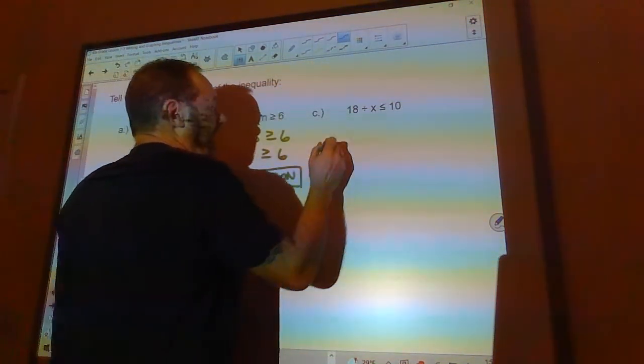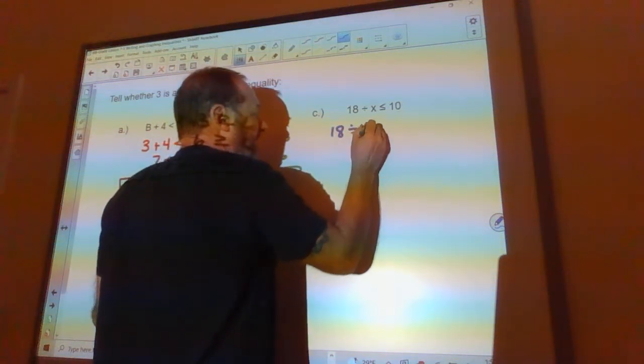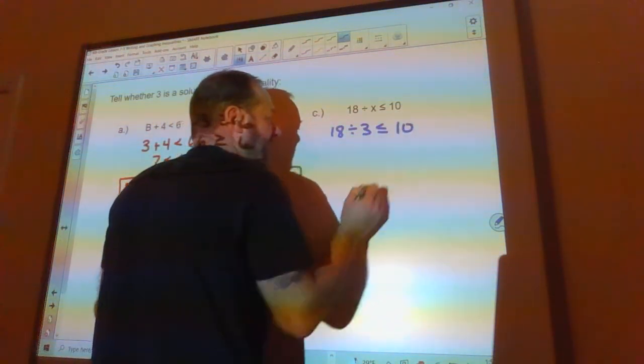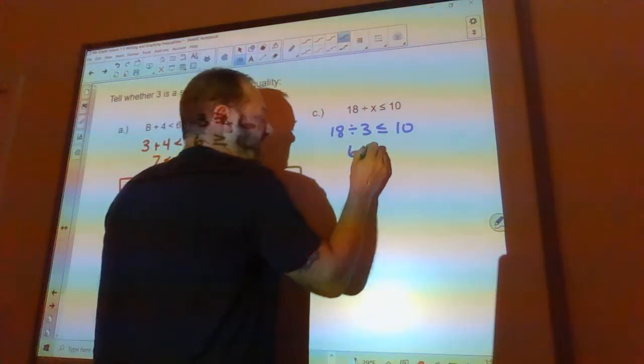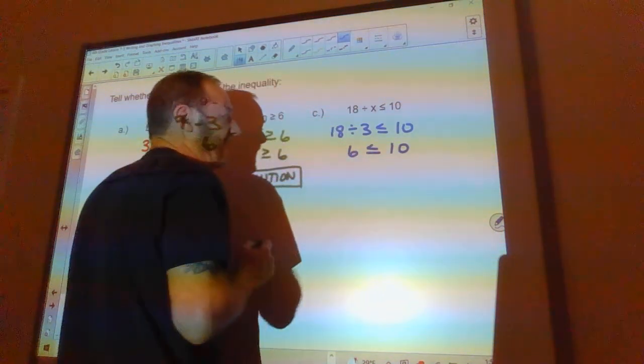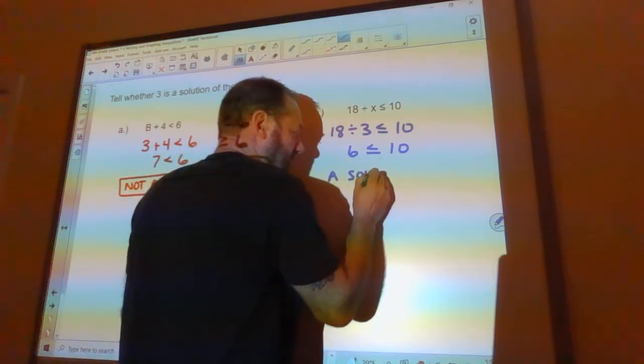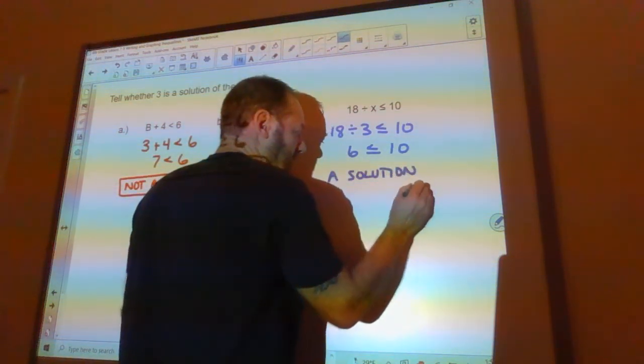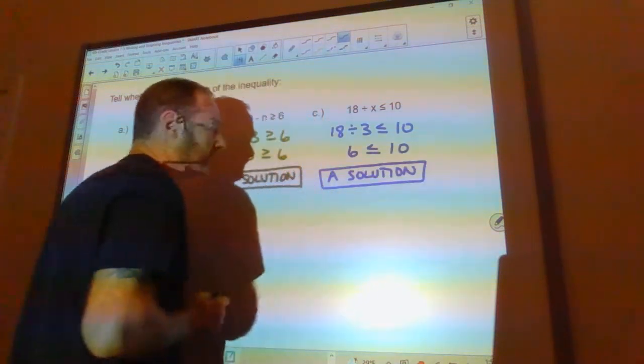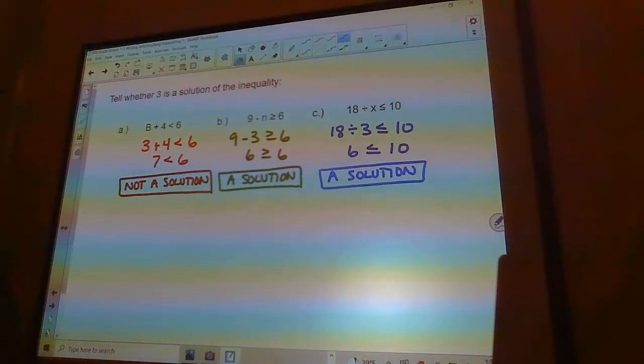And then 18 divided by 3 should be less than or equal to 10. So 6 is less than or equal to 10. That is true, so that is a solution. Okay, so hopefully you got all 3 of those.